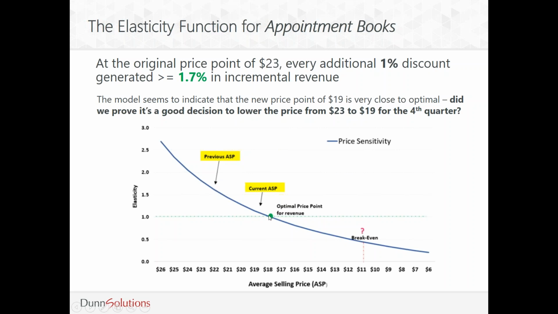Now, according to our model, the optimal point where the elasticity is exactly 1 would be around 18. If you remember what I said, they were thinking about slashing the price about 20%, which would be around 19. So roughly, it sounds like the decision was directionally right. 19 is not much different from 18, right? So did we just prove that what they wanted to do was the right strategy going into the biggest quarter of the year?